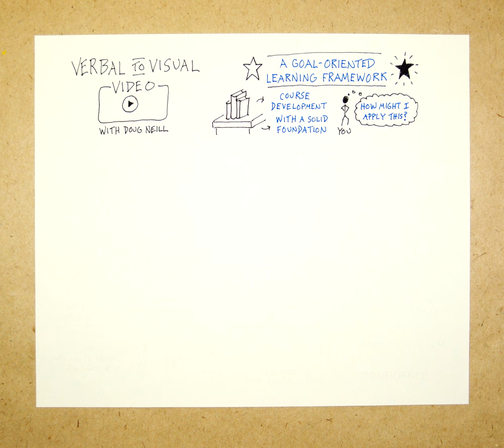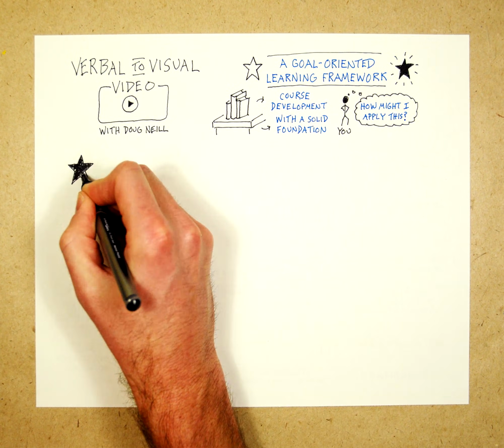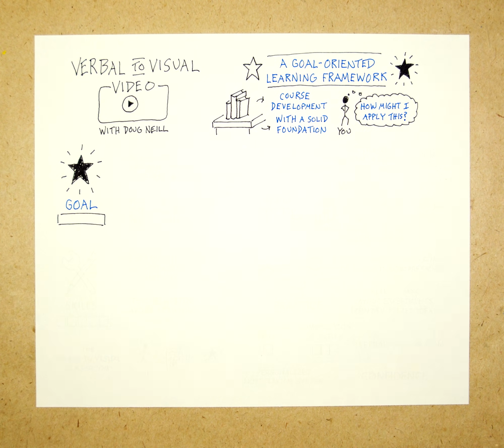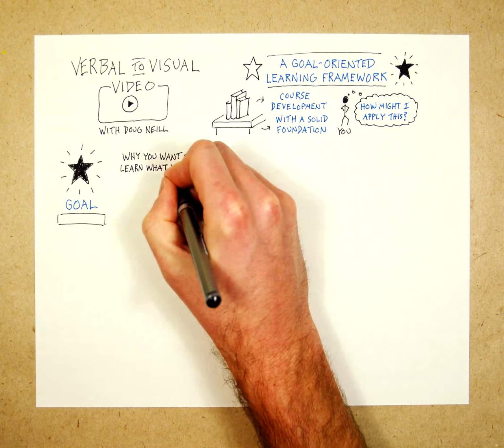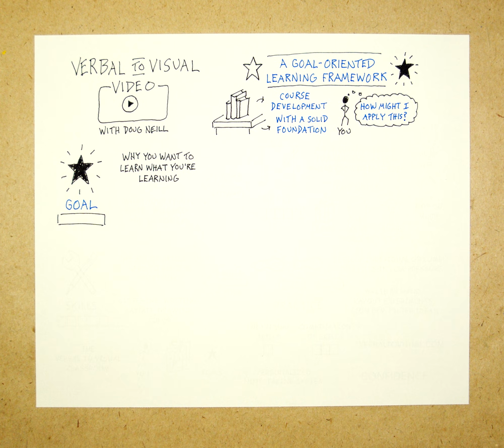So what I'm going to do is first describe this learning framework in somewhat of an abstract sense, and then I'm going to get down into the details of how I'm applying it as I think about the development of visual note-taking skills. Since this learning framework is goal-oriented, the first step is to have a goal, which is the reason why you want to learn whatever it is that you're learning. In other words, what is the thing that you will be able to achieve after developing this new skill? That's what a goal is.